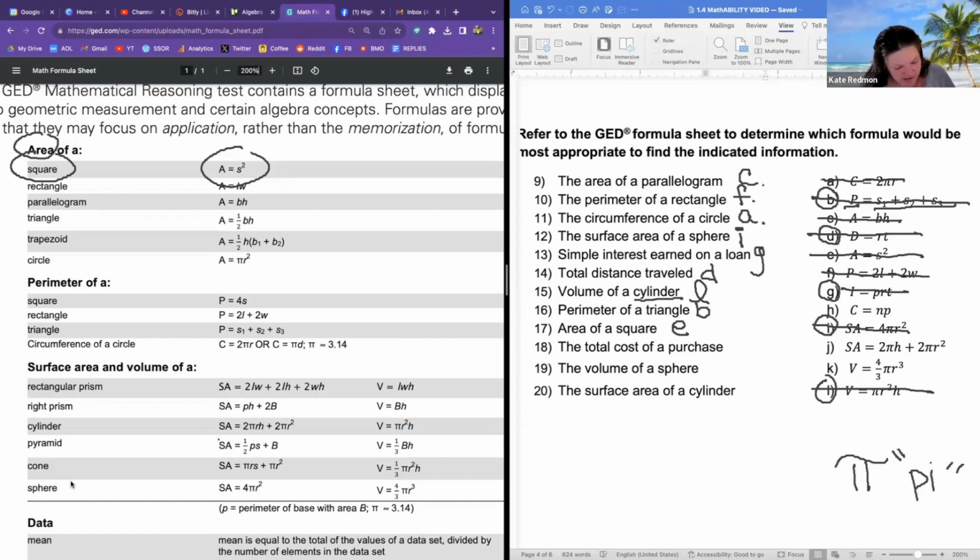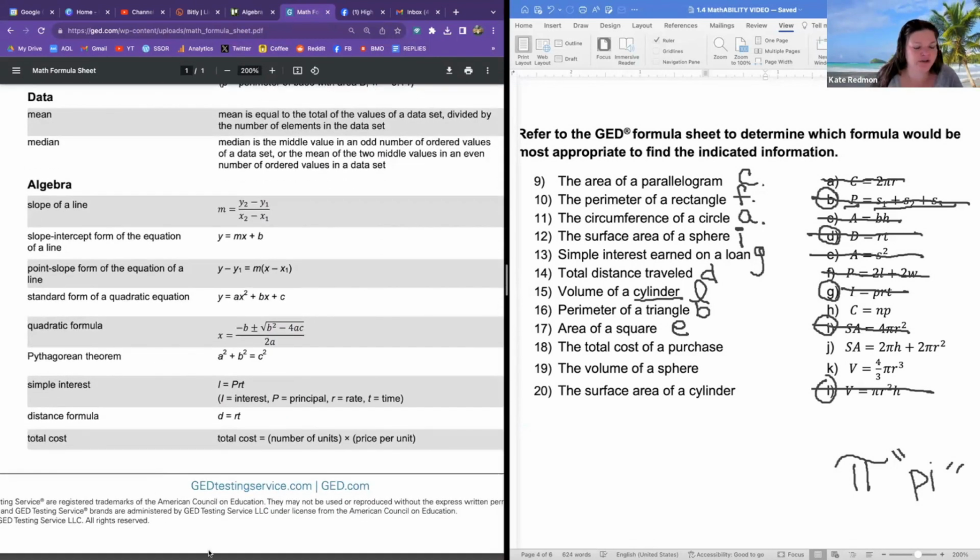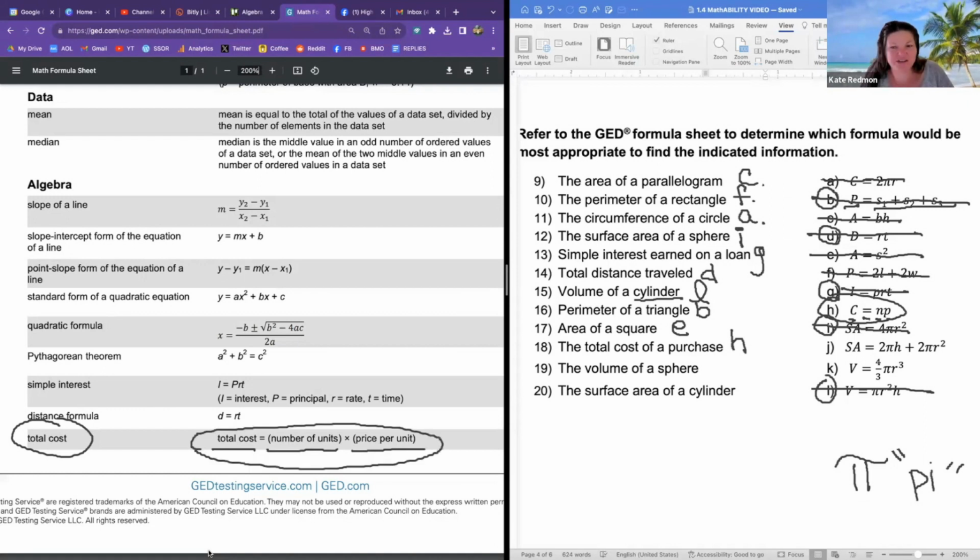18, total cost of a purchase. Again, I'm not in shapes anymore. I'll come down to algebra. Total cost is the very last formula. And yes, technically it does say total cost is equal to number of units times price per unit. But you know I was so lazy that I just said cost is equal to number of units times price per unit. So I'm going to go ahead and call that H. And you don't need to memorize it this way. Okay, guys, you can use this when you go to take your test. But again, I'm just trying to reinforce that lazy language of algebra.